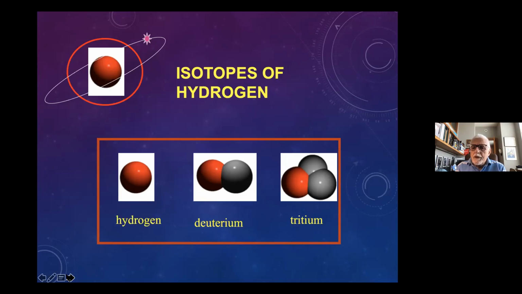Deuterium has 1 neutron and 1 proton, and so you've doubled the mass. Deuterium produces heavy water, and there's one reactor that uses heavy water. It's the CANDU out of Canada. And then tritium is the third isotope, and it has 2 neutrons, and tritium is radioactive. The other two are not.